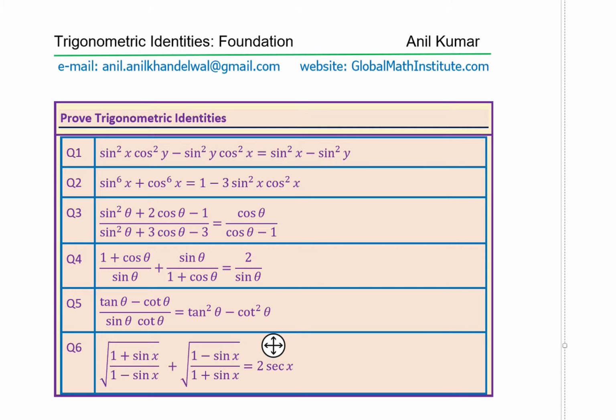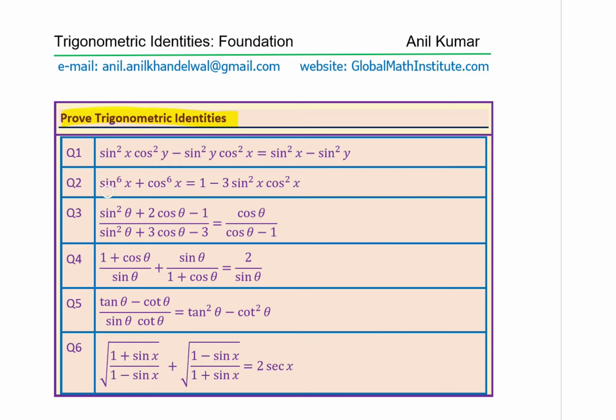Now these are relatively simple questions. So we have these 6 questions. The idea here is to understand 6 different strategies which should be applied to prove trigonometric identities. So the question will be: prove trigonometric identities. The very first one here is sine square x cos square y minus sine square y cos square x equals sine square x minus sine square y.